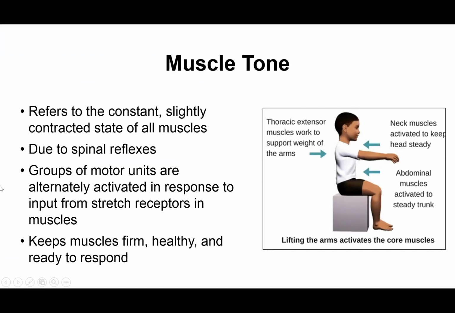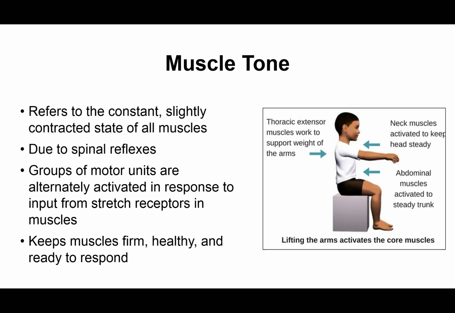Okay, so now let's move on to talking about muscle tone. Muscle tone is the idea that muscle is in a constant, slightly contracted state all the time. This is due to our spinal reflexes. We have groups of motor units that are alternately activated in response to input from stretch receptors that are in the muscles. This helps to keep our muscles firm, healthy, and ready to respond.